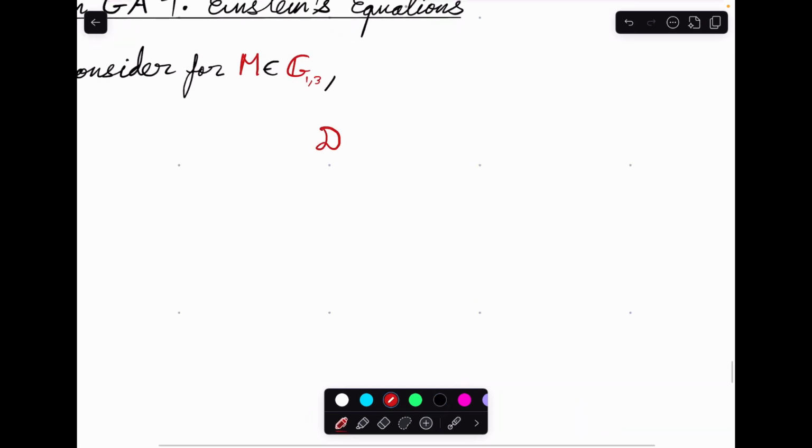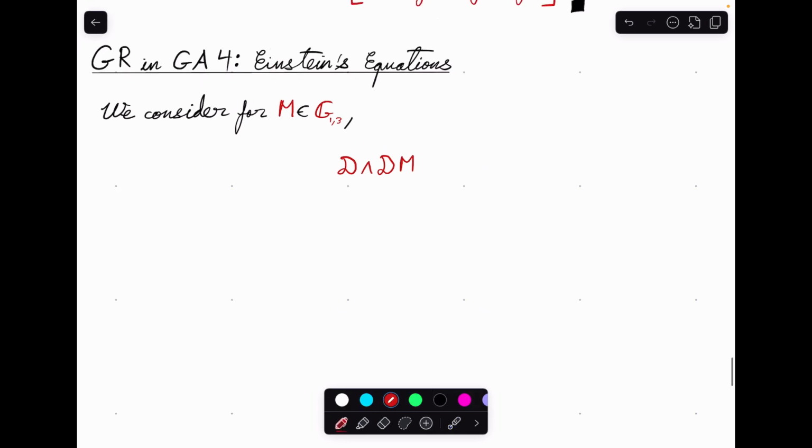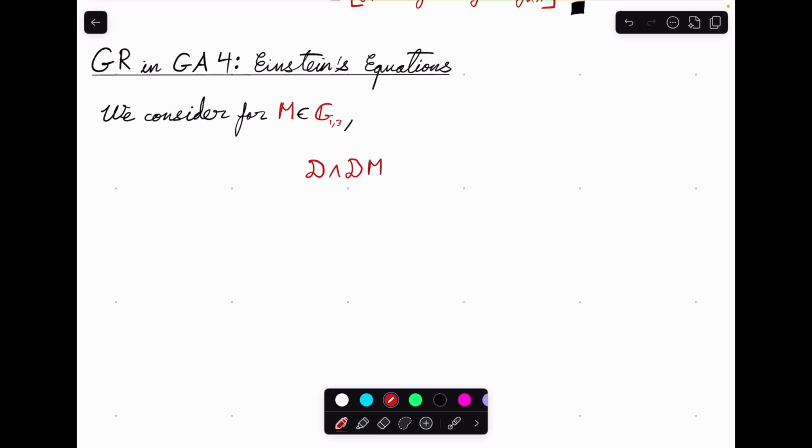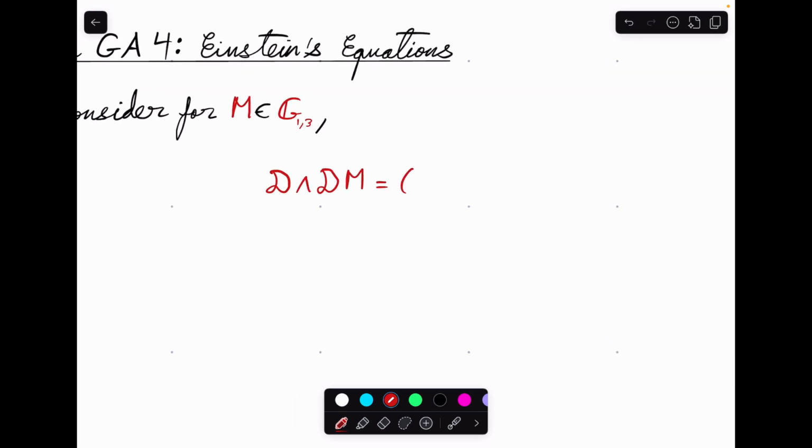We consider the covariant gradient wedged with the covariant gradient, acting on M. The covariant derivatives here are acting on the multivector M. So we can expand this into the coordinate basis: G mu, d mu, all acting on M.